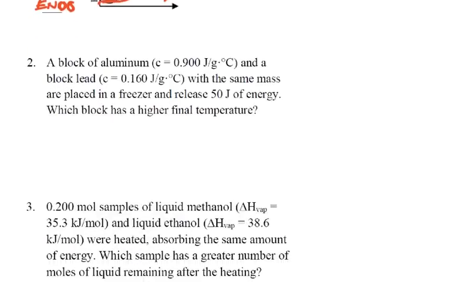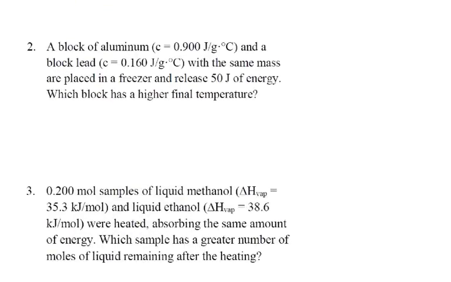Okay, next part here. It says a block of aluminum, that's 0.9 joules per gram degree, and a block of lead at 0.16 joules per gram degree with the same mass are placed in a freezer and release 50 joules of energy. Which block has a higher final temperature?